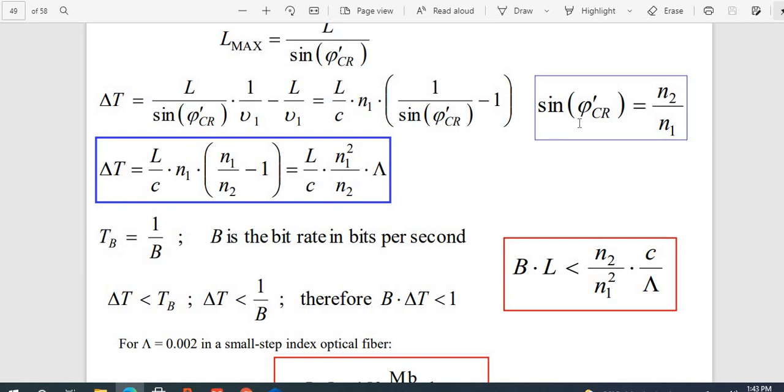So what is the sine actually? We know CR is nothing but the critical angle. Sin phi is equal to n2 by n1, because refraction becomes 90 degrees. If we put it in Snell's law, n2 by n1 is equal to sine of angle of incidence by sine of angle of refraction. Refraction is 90 degrees, so we only get the angle of incidence. From there we got sine of phi of the critical angle equal to n2 by n1. I can substitute that value over here and I get this particular form of delta t.